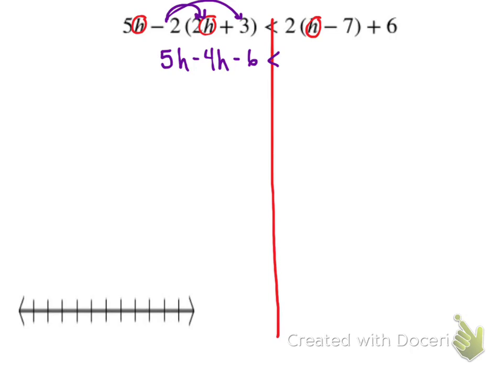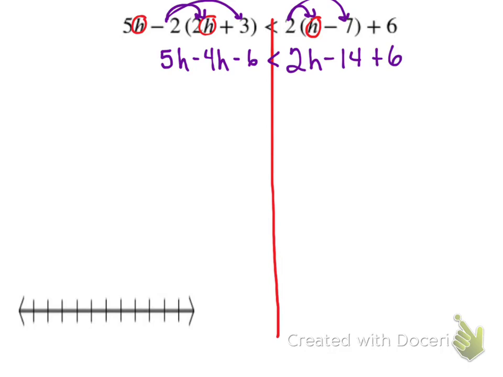And then I ask myself, can I distribute on the right side? Of course I can. So I'm going to take this 2 and I'm going to distribute it. So I'm going to have 2h minus 14 plus 6. Now, this is where a lot of people like to try to start getting everything on the same side of the line of equality. You can't do that. You have to next combine like terms.